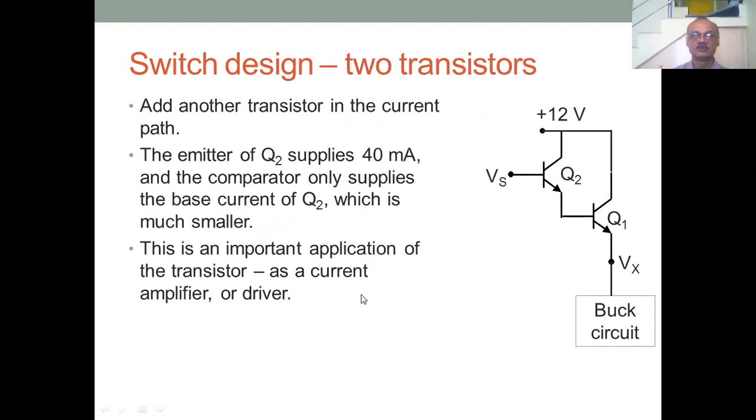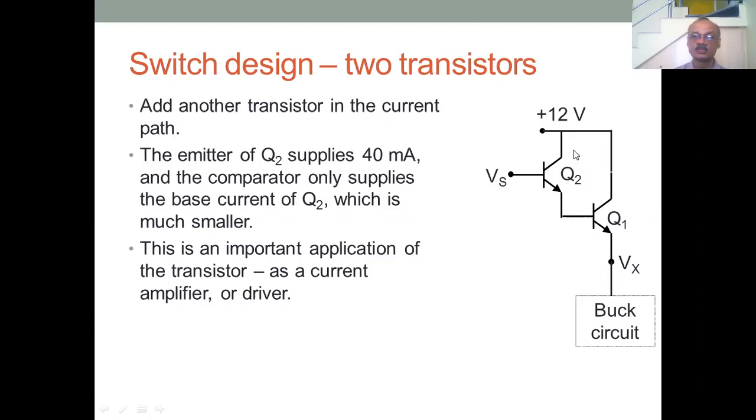Here is what we do. So this is our earlier switch transistor. We add one more transistor. So now we want this to be, let's say, 4 amperes, the collector and the emitter current of Q1. So we want the base current of Q1 to be 40 milliamperes.